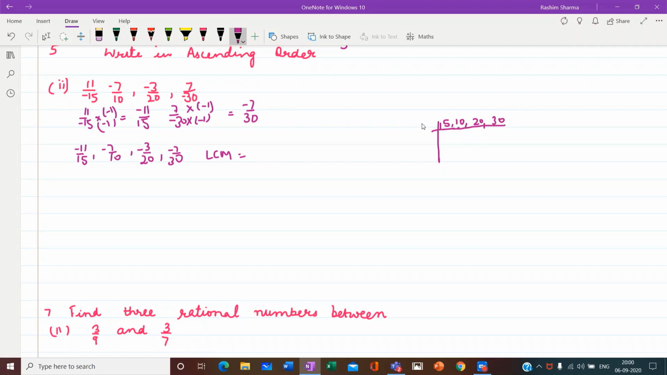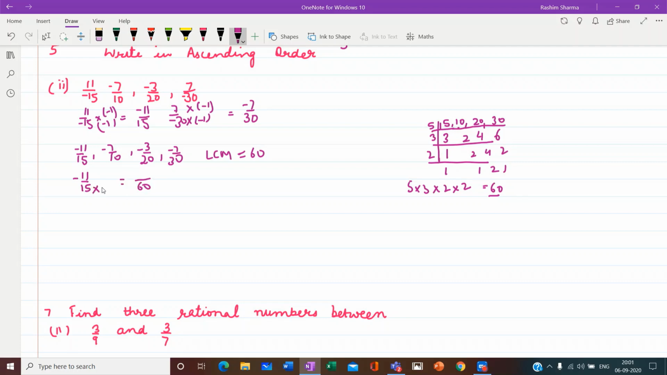Now we can see here they all are divisible by 5. 5 3s are 15, 5 2s are 10, 5 4s are 20, 5 6s are 30. Then 3, then we can have 2 here. And now we can see 5 into 3 into 2 into 2. So we get here 60 as LCM. Alright. So let us change the denominator of each rational number to 60.